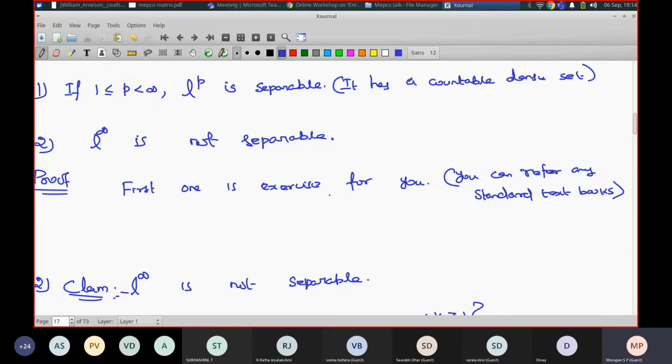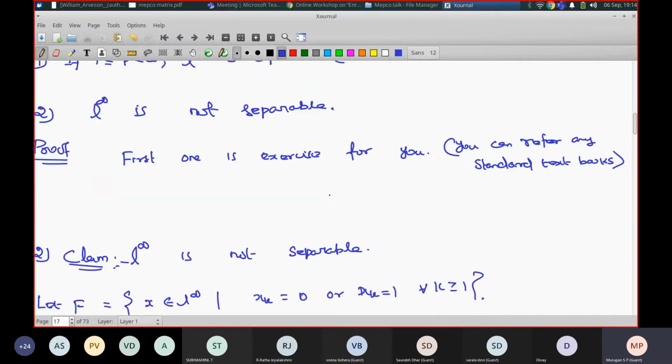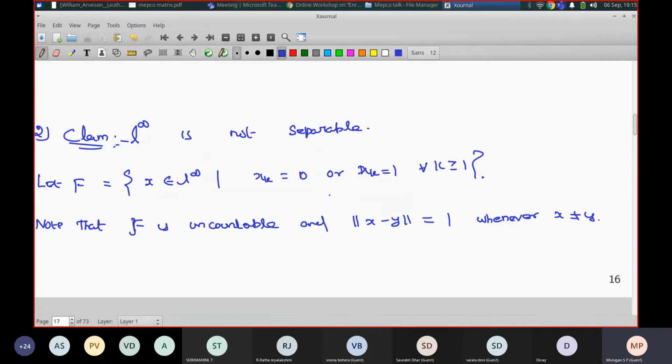Okay, fine. But l infinity is not separable. I will give you the argument here. For that, let F be the set of all sequences of zeros and ones. Okay, you know this set is uncountable. You learned this in the basic real analysis course, in the topic of countability, uncountability, and cardinality of sets, right? The set of all sequences of zeros and ones is uncountable. Note that F is uncountable. And what is the norm of x minus y whenever x is not equal to y? Because this is a sup norm, right? The sup norm is 1.